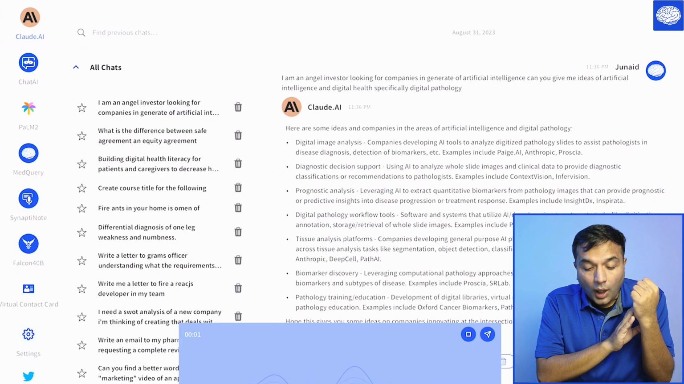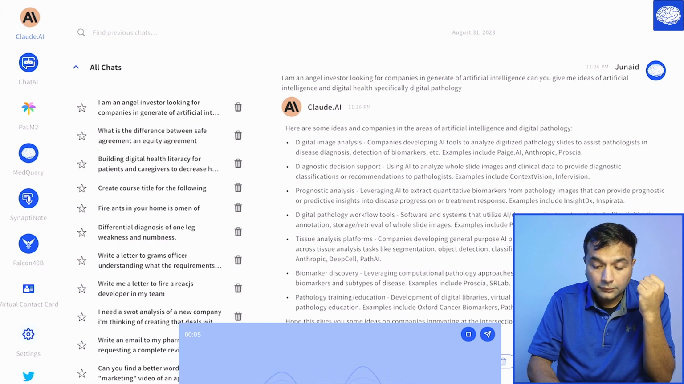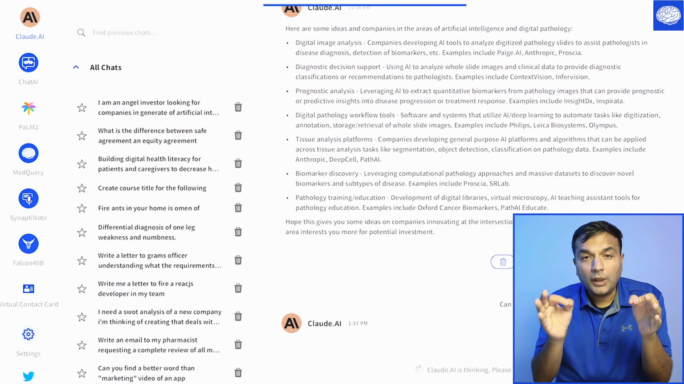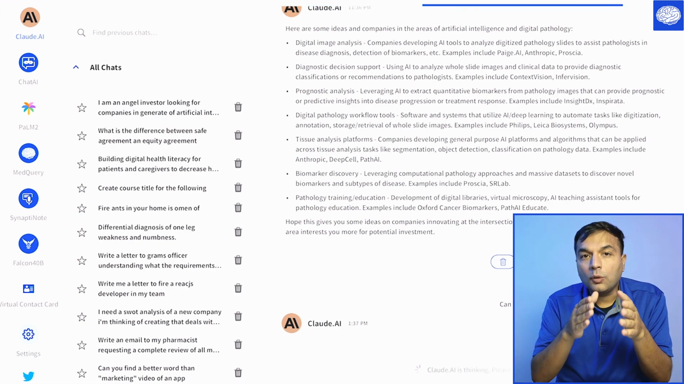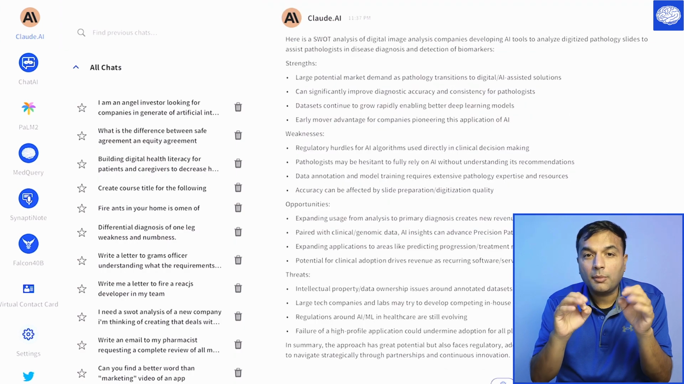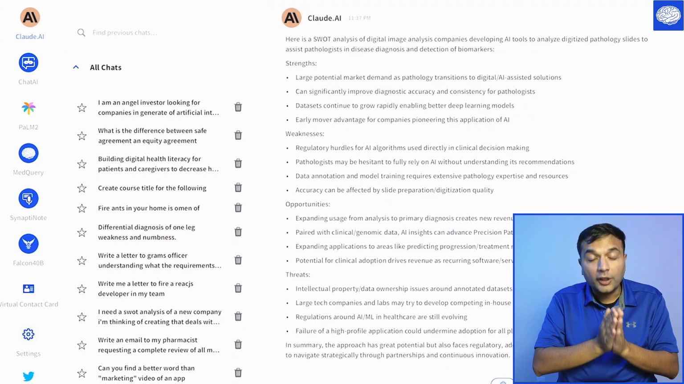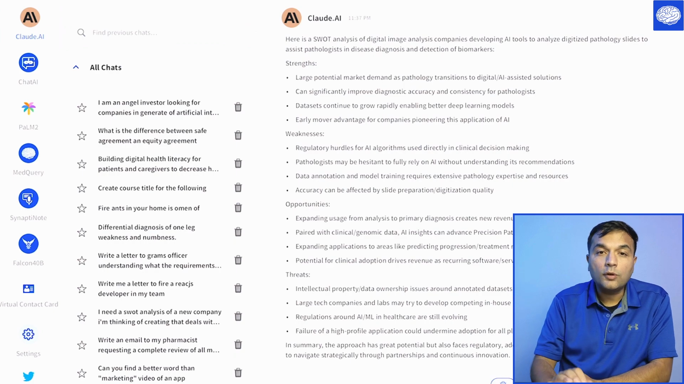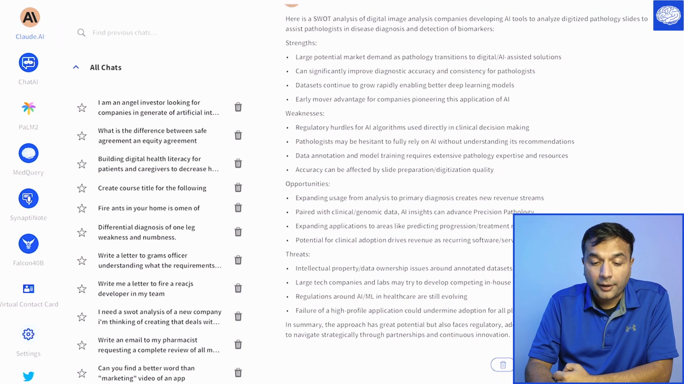Can you give me SWOT analysis of the first idea? And not only that, I can go deeper into the second part, and that's how you're going to use large language models, because it's not just about getting the first prompt, but also digging deep with these tools to make sure that you understand much better.